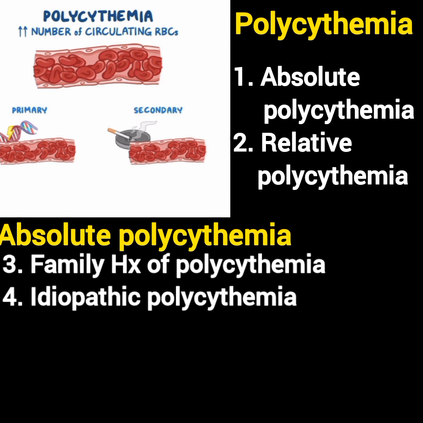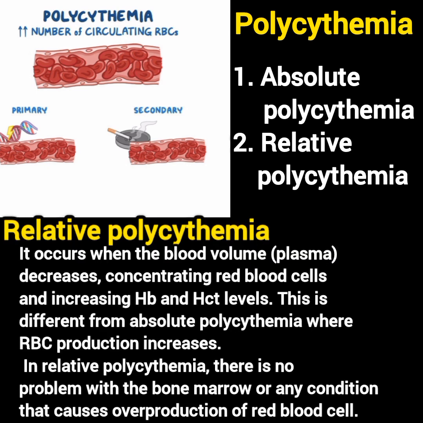Relative polycythemia occurs when the blood volume or the plasma decreases, thereby concentrating the red blood cells and increasing hemoglobin and hematocrit levels. This is different from absolute polycythemia, where red blood cell production increases. Note that in relative polycythemia, there is no problem with the bone marrow or any condition that causes overproduction of the red blood cells.